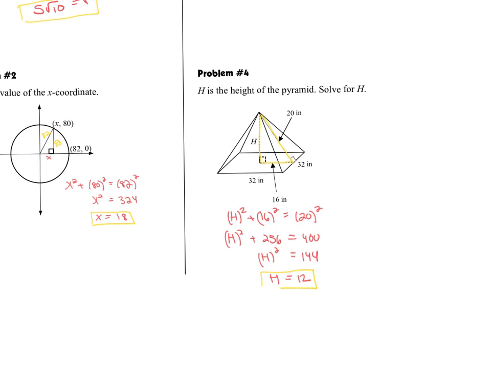In number 4, we are looking for the height of the pyramid. I've highlighted the little triangle here in yellow, because we know that this leg is 16 and we know the hypotenuse is 20, so we can use the Pythagorean theorem to solve for h, which is the height that we want to find. So h squared plus 16 squared will equal 20 squared, and when we complete that, the height is equal to 12.